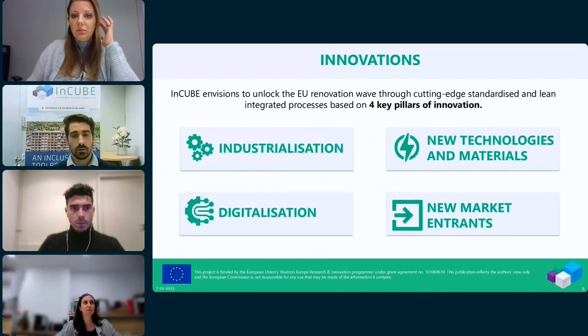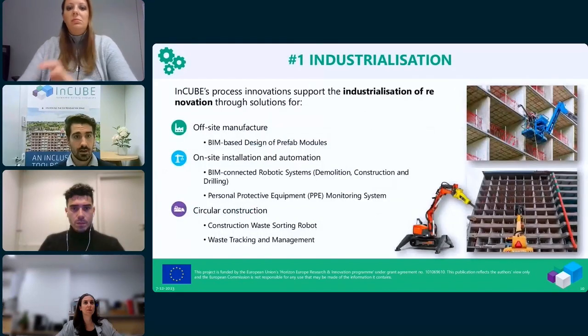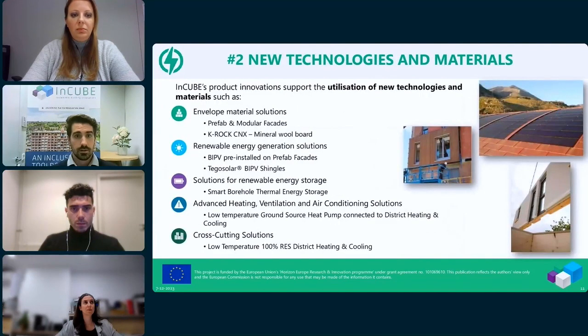InCUBE does that over 4 topics: industrialization, digitalization, new technologies and materials that are needed, and new market entrants. For example, if you look at industrialization, we look at offsite manufacturing, on-site installation, and circular construction. Different technologies that are being used are different installation materials, for instance, for the envelope of a building, different innovative renewable energy producers, so solar tiles in the roofs of buildings, and also innovative solutions for energy storage or heating and ventilation, and district heating, for example.